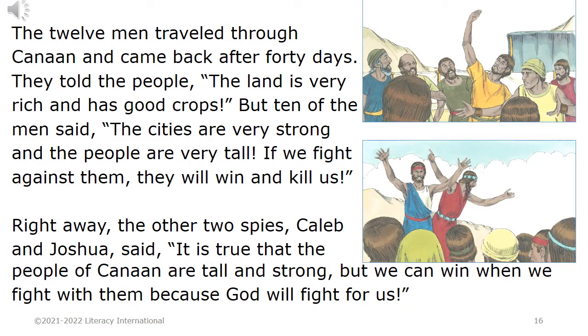They told the people, "The land is very rich and has good crops." But 10 of the men said, "The cities are very strong and the people are very tall. If we fight against them, they will win and kill us." Right away, the other 2 spies, Caleb and Joshua, said, "It is true that the people of Canaan are tall and strong, but we can win when we fight with them, because God will fight for us."